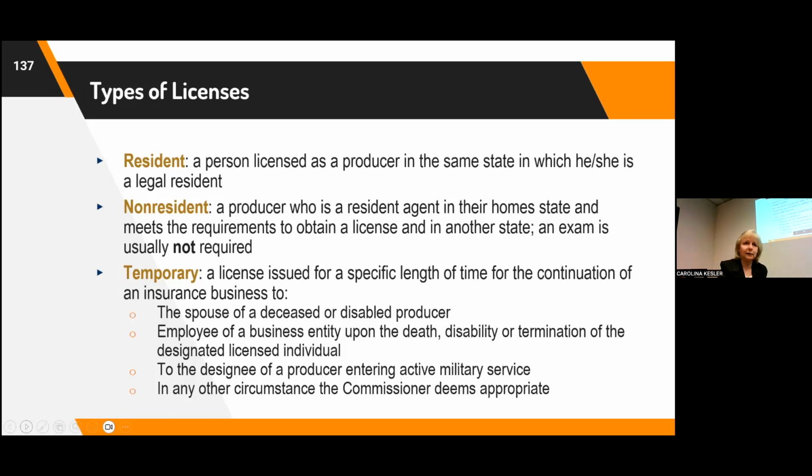A temporary license is issued for a specific length of time for the continuation of an insurance business to the spouse of a deceased or disabled producer, the employee of a business entity upon the death, disability, or termination of the designated licensed individual, to the designee of a producer entering active military service, or any other circumstance the commissioner deems necessary. Not a retiring producer. That's the one that doesn't belong.